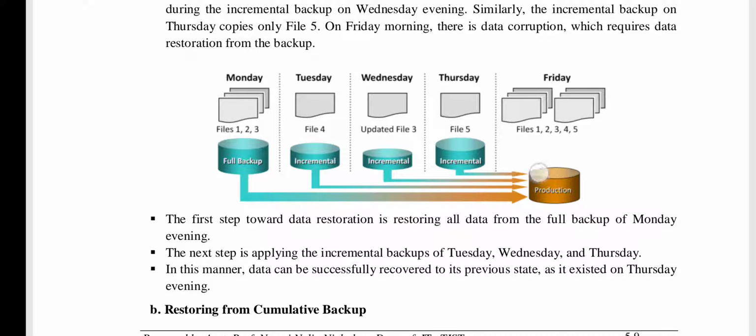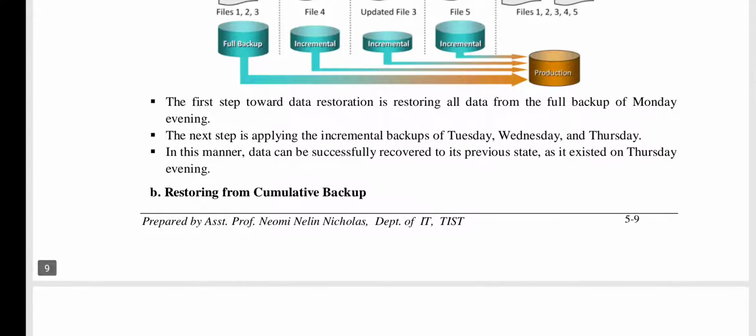Thursday is an incremental backup, and Friday suppose these files are all corrupted. In that case you need to go back to a point on Thursday because that is the stable state. So you just need the last full backup and all the available incremental backups. That will recover to the previous state as on Thursday.